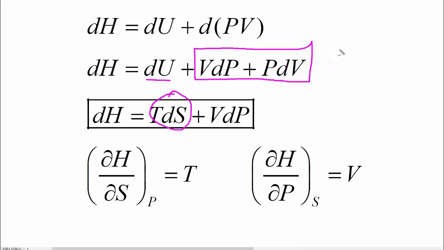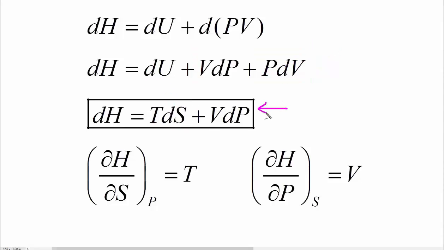So the boxed equation is what we're left with here in terms of the differential of enthalpy. If we take the partial of enthalpy with respect to entropy, holding pressure constant, we get temperature. If we do that derivative with respect to pressure instead, holding entropy constant, we get the volume.